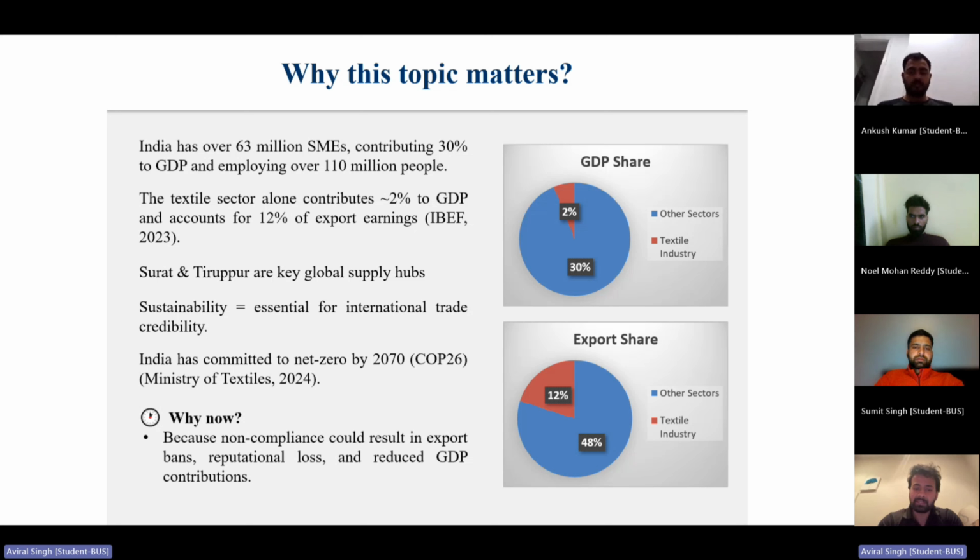If we can help SMEs in this region transition to cleaner, more efficient practices, they can become models for replication nationwide. On the flip side, if we fail to act, India risks losing out to faster moving competitors like Vietnam and Bangladesh. Moreover, this transformation isn't just about meeting external expectations. It can help India's SMEs cut costs, improve product quality, attract new customers, and even unlock green financing. So the stakes are high, but so are the opportunities.